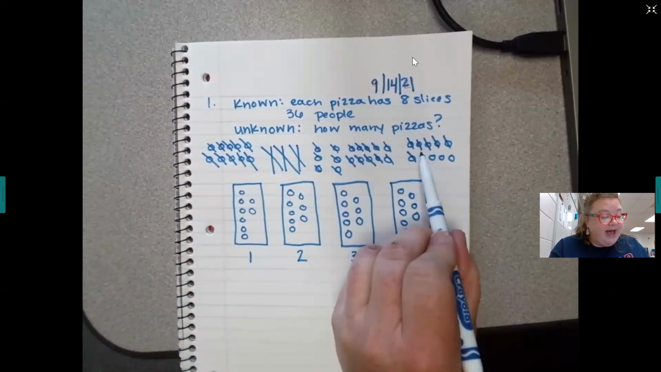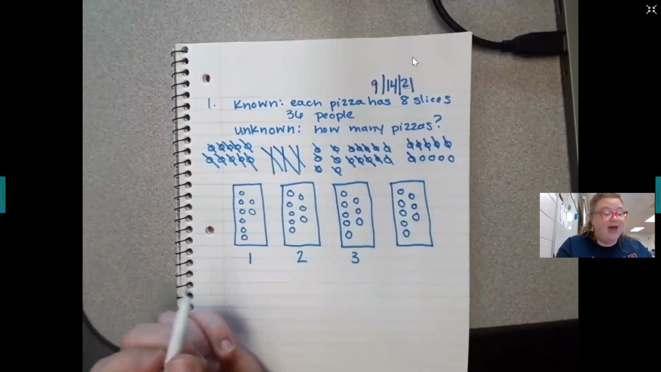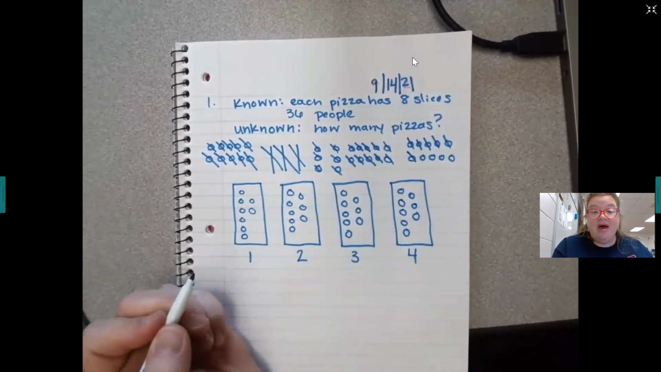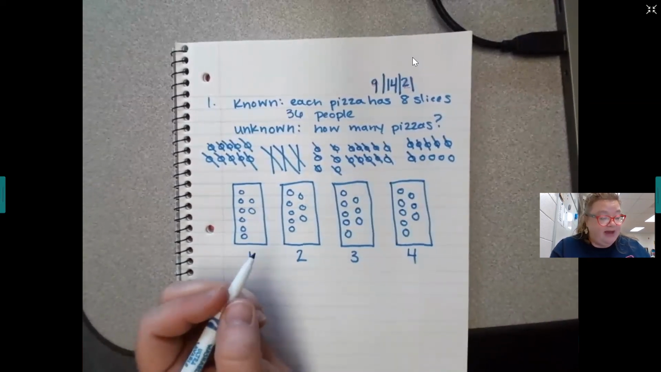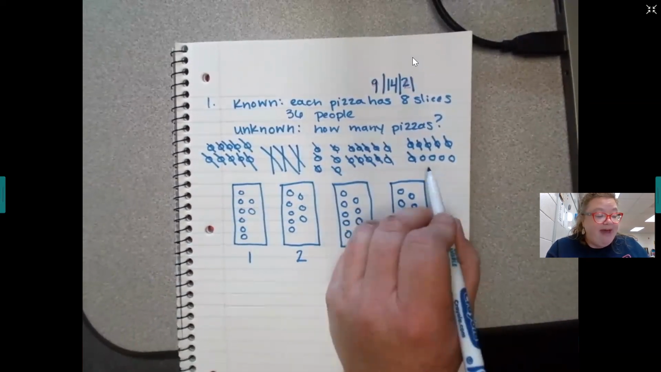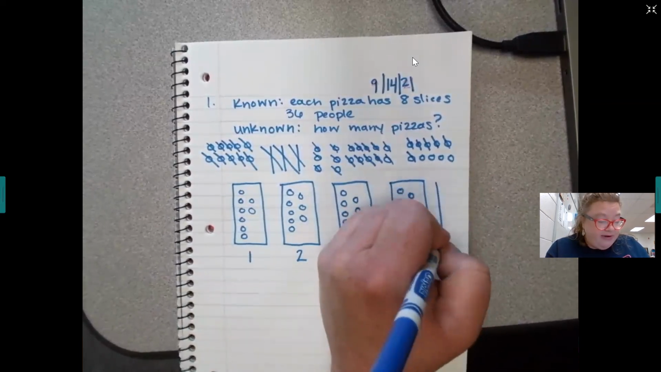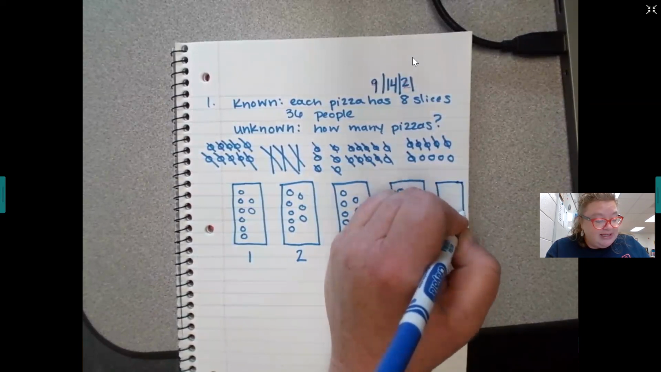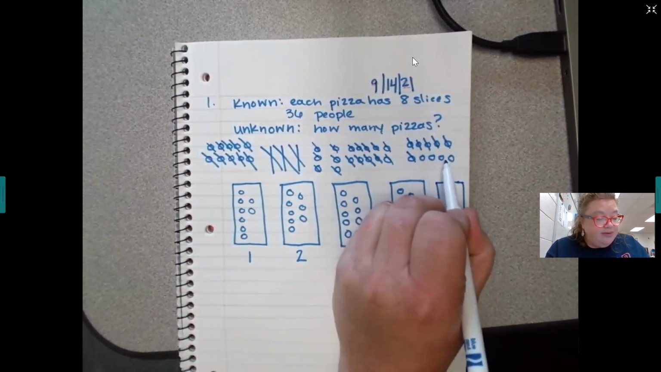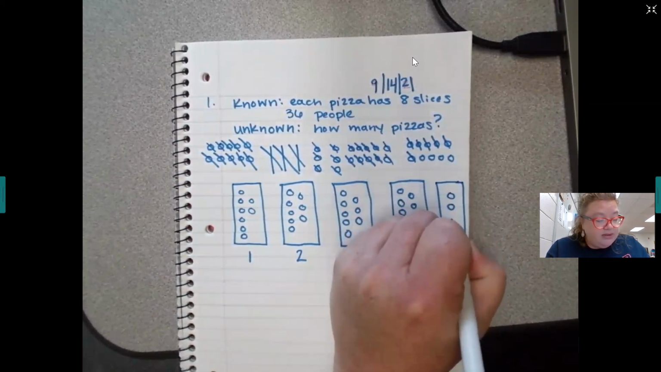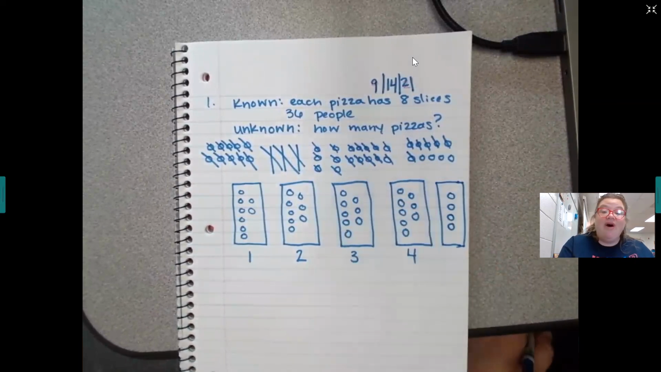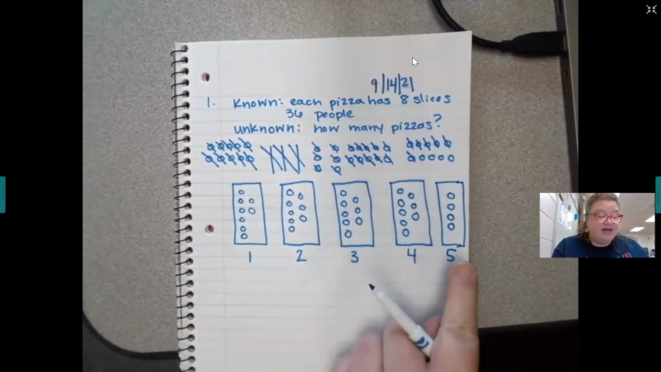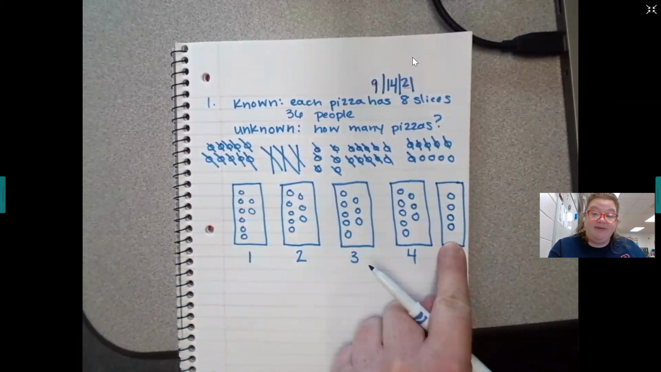And I still have this little group of people. So I'm going to have to order another pizza so that they have something to eat. Now, do I have a full pizza left of people, or do I have enough people left to eat a full pizza? Let's see. 1, 2, 3, 4. So on this 5th pizza, 4 slices are going to be eaten.